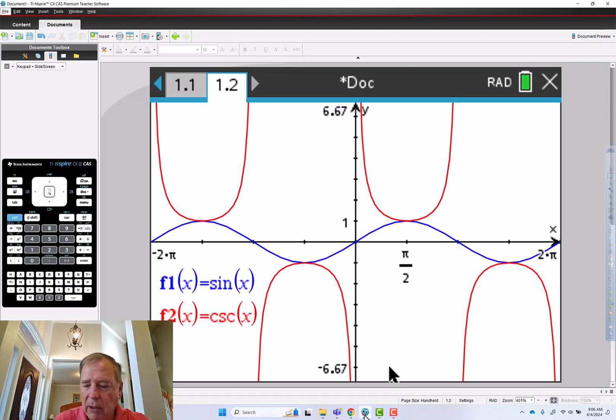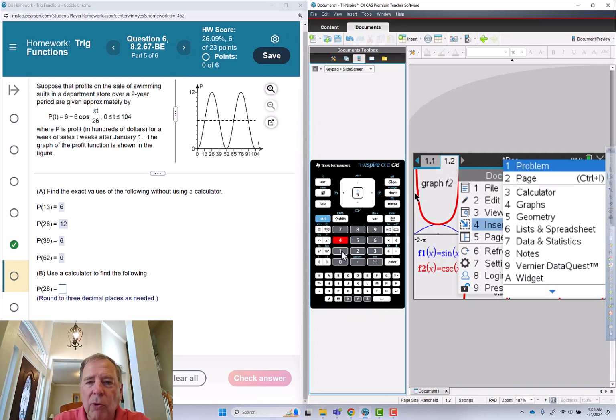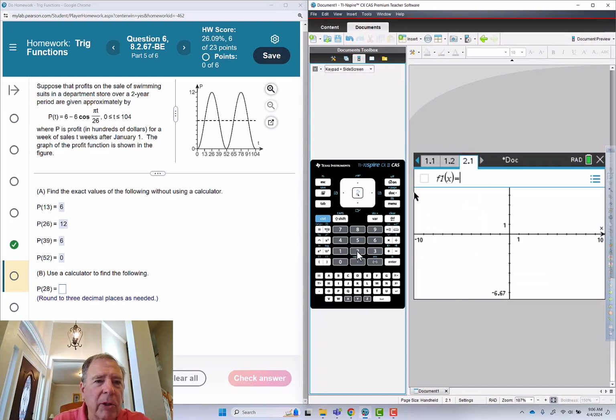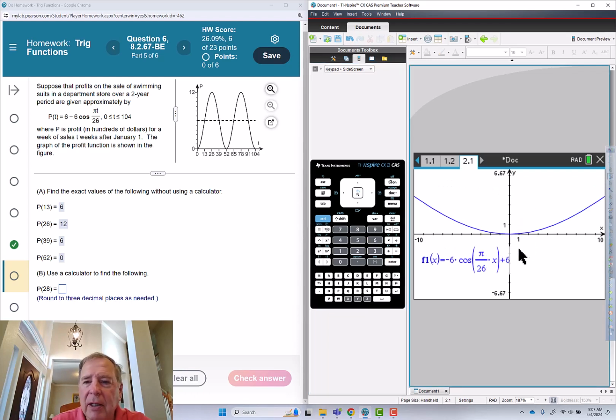So we'll go to the calculator, we'll go split screen, and start a new problem. Doc 4, 1, 2 for a graph, and I'm going to put in the function the way I like it. Negative 6 cosine, do a fraction, pi divided by 26, and then put x in as playing the role of t, then break out of that parenthesis and put in my vertical shift. I hit enter, and it doesn't look like their graph. So I need to go 0 to 104 for x and 0 to 12 for y.